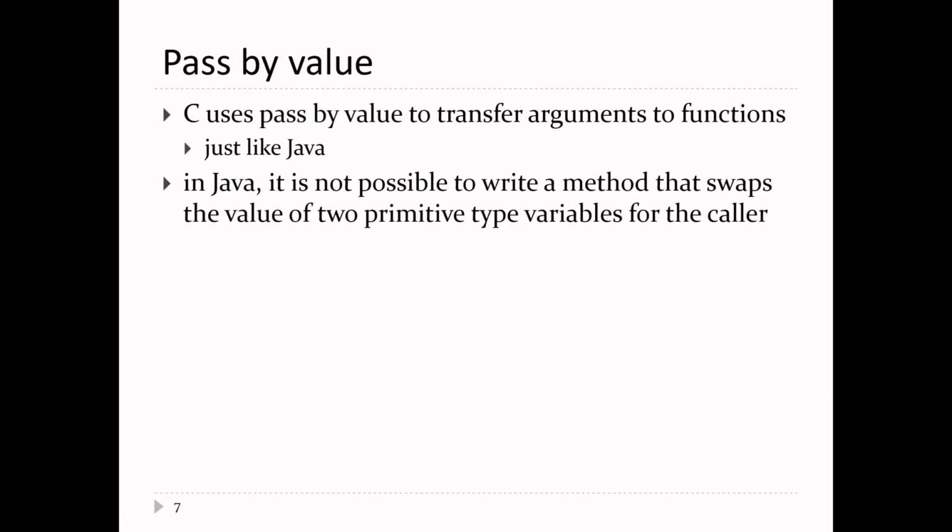Okay, so C uses a mechanism called pass by value to transfer arguments to functions. This is just like Java. For example, in Java, or Python actually, you cannot write a function or a method that swaps the value of two primitive types for the caller. In other words, you can't write a method in Java called swap, int x, int y, that changes the values of x and y for the caller.